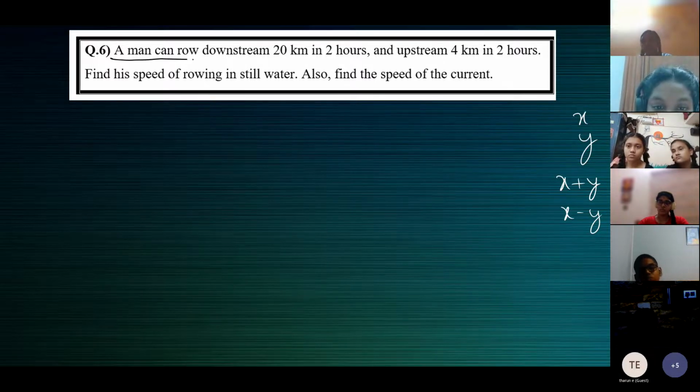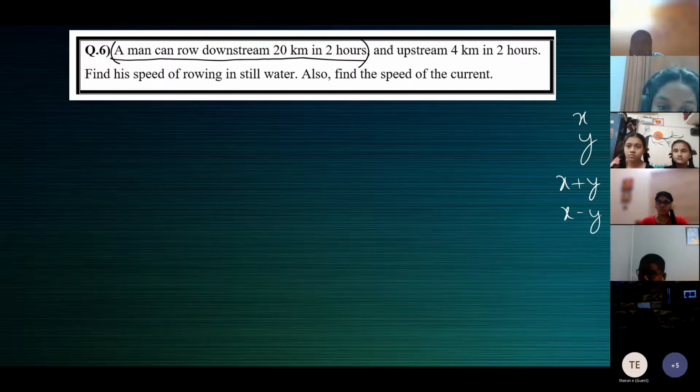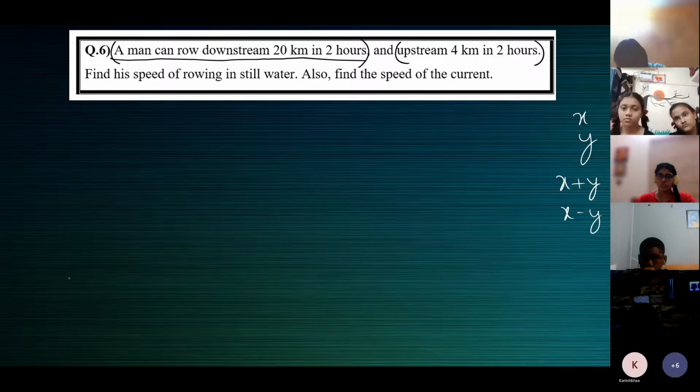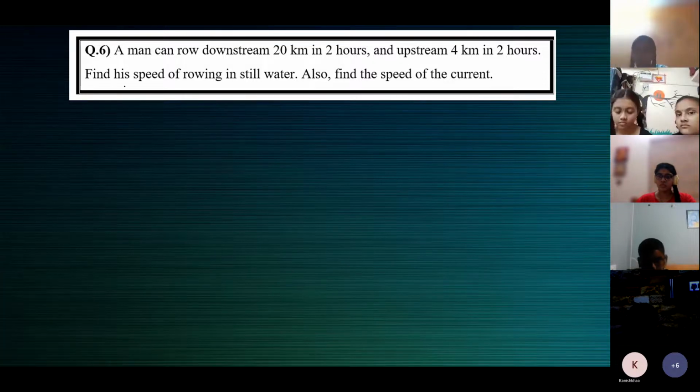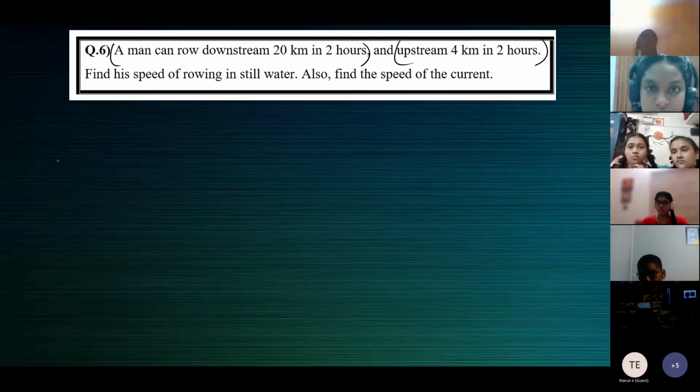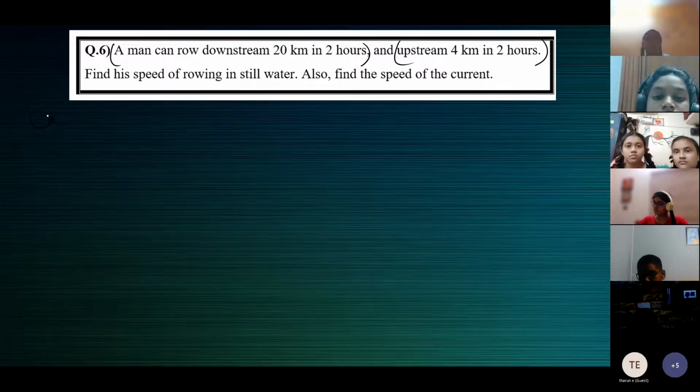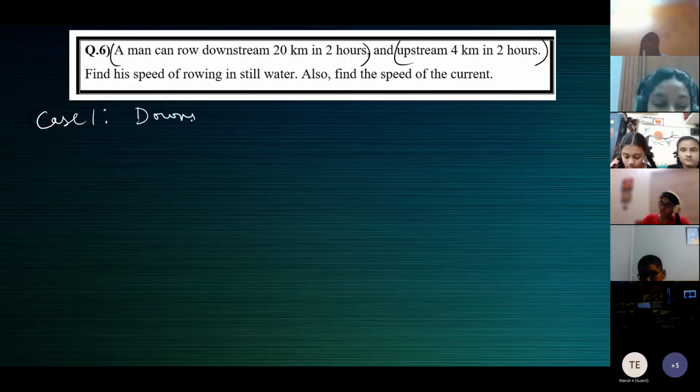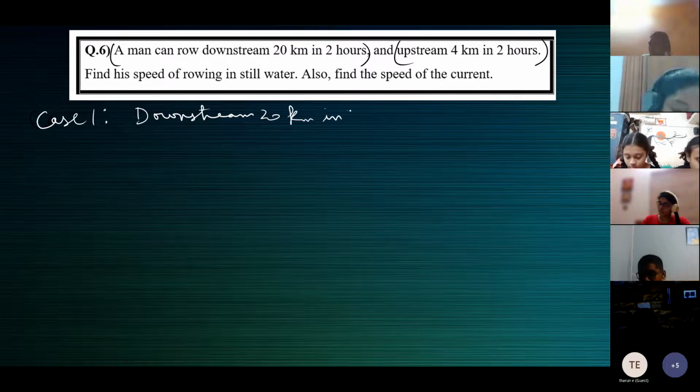A man can row downstream 20 kilometers in 2 hours. This is a very simple one. So from here to here, we'll construct one equation, and from here to here, another equation. Okay, so case 1 is downstream, 20 kilometers in 2 hours.